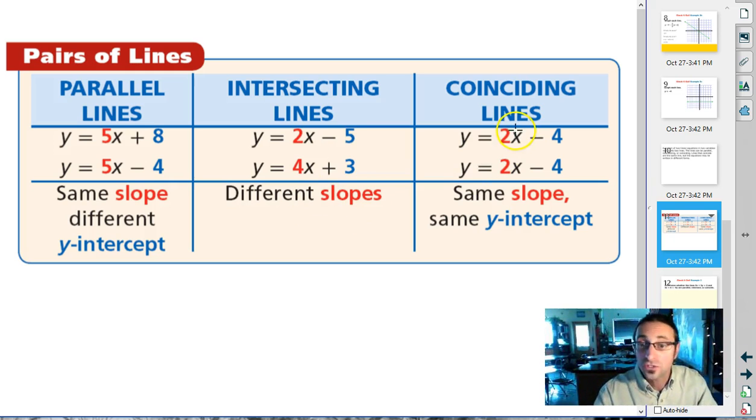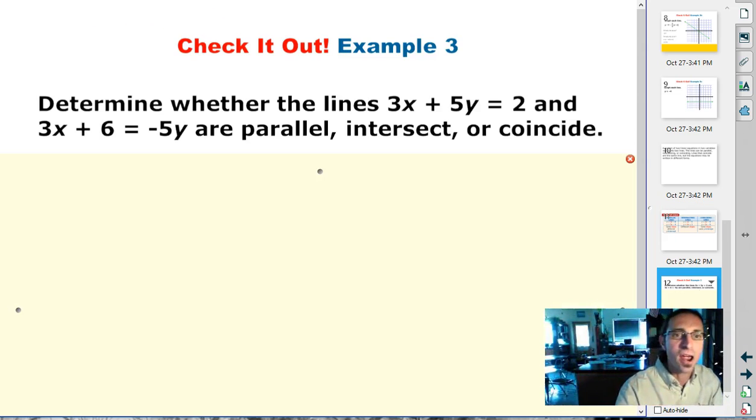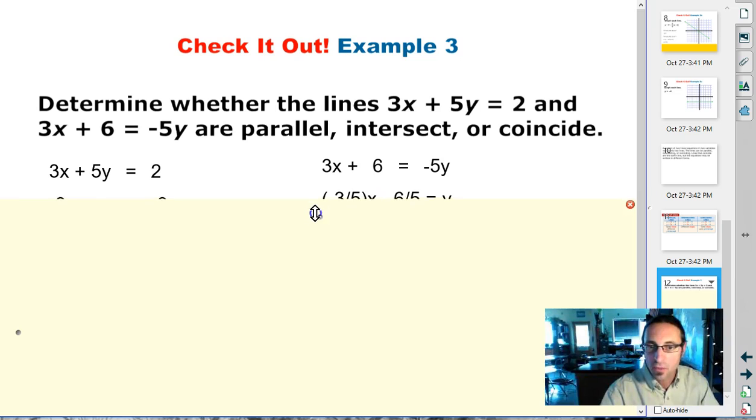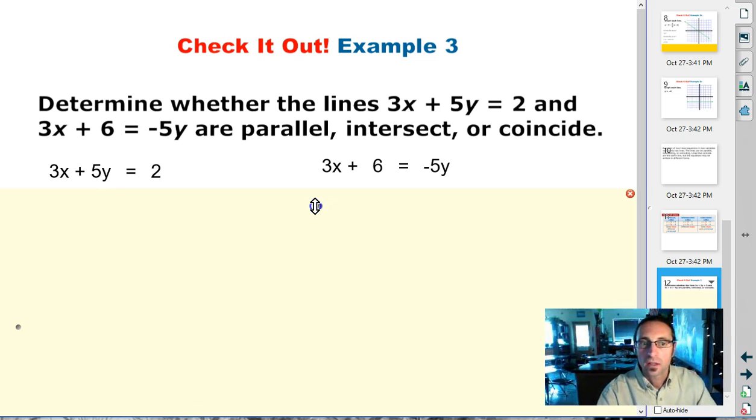And coinciding lines are the exact same equation, although it may not look like it at first. Check it out. Determine whether the lines are parallel, intersect, or coincide. So step number one, let's get them in the same form. That's really important. And I always like y equals mx plus b.